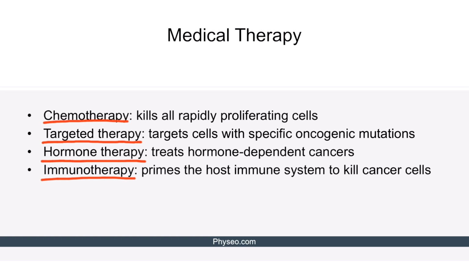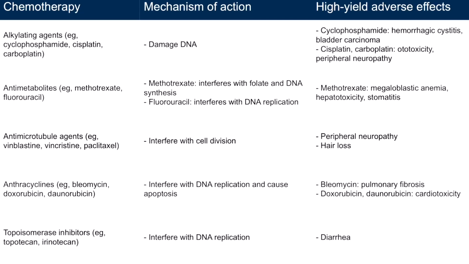Targeted therapy, as the name suggests, targets cells with specific oncogenic mutations. Hormone therapy, on the other hand, treats hormone-dependent cancers, such as breast cancer, because it relies on estrogen, or prostate cancer that relies on androgens. Now, lastly, immunotherapy is designed to prime the host immune system to target and kill cancer cells. So right now, let's just focus on chemotherapy.